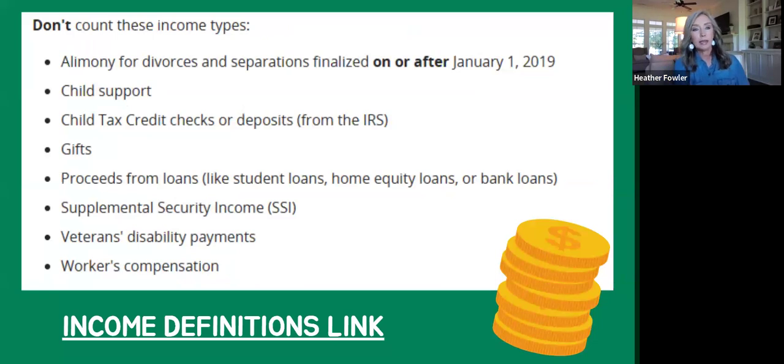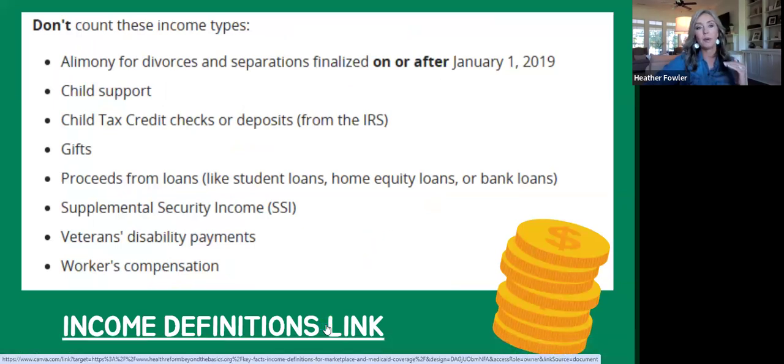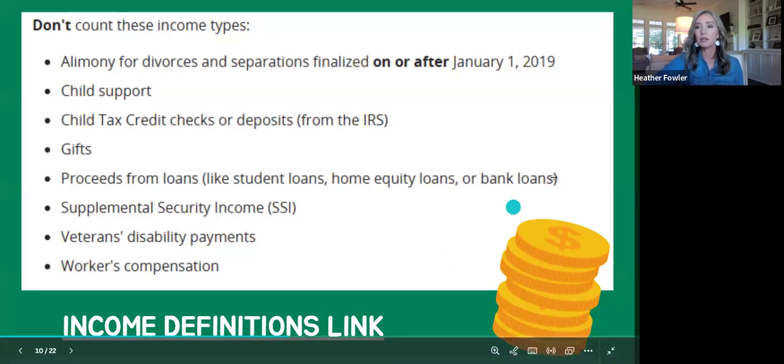Some things that wouldn't count: child support, gifts. This one always kind of confuses me a little bit, the SSI versus the SSDI. So we're going to look at that a little bit more in detail, but here's that income definitions link. If you have something that you want to investigate more and it's not on these slides, then you can click on that link and find more detailed information about what to count as income.